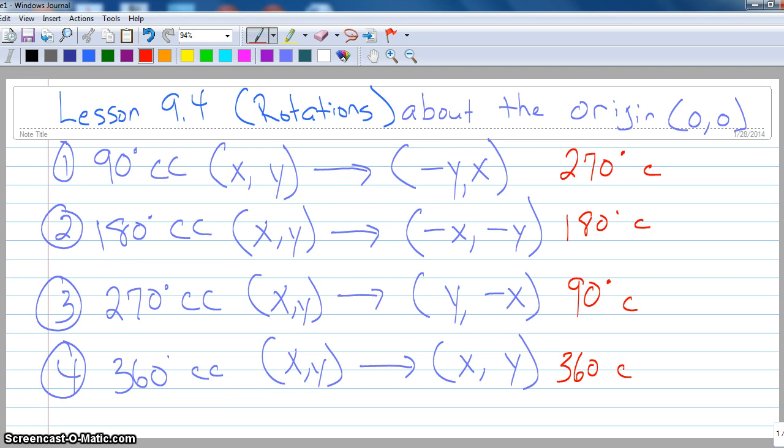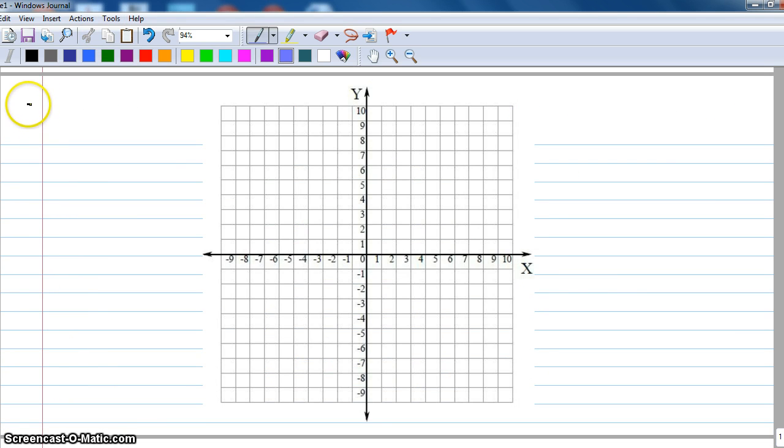So let's try 3 examples. Let's rotate some stuff. For the first example, we're going to rotate counterclockwise about the origin. We're going to rotate 90 degrees. So we're going to rotate 90 degrees counterclockwise about the origin.